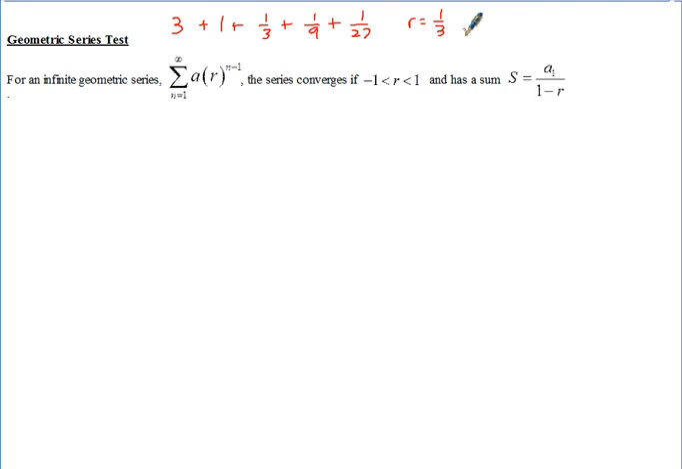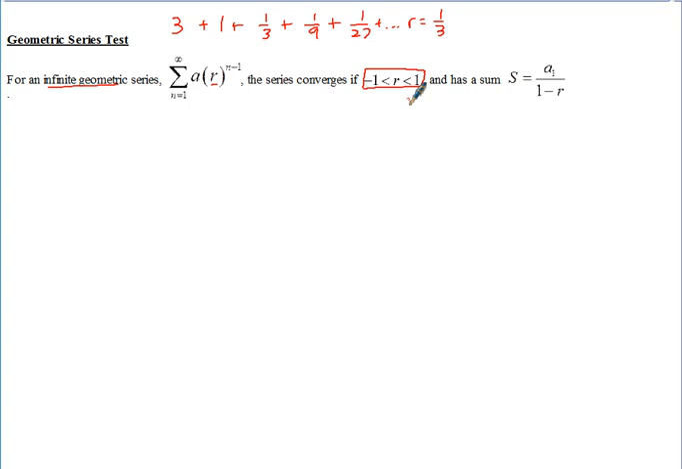So if you have an infinite geometric series, it goes on forever. This is saying, once you find that common ratio, which is whatever's being raised to the n or n minus 1 power, the series converges if that ratio is between -1 and 1. Okay. If it's not between -1 and 1, then it will diverge.